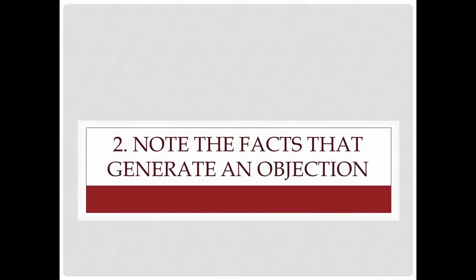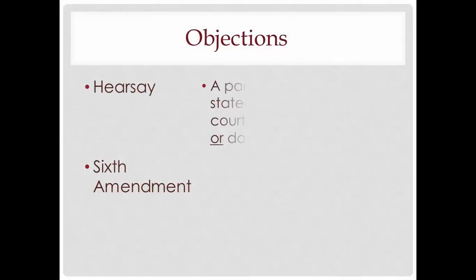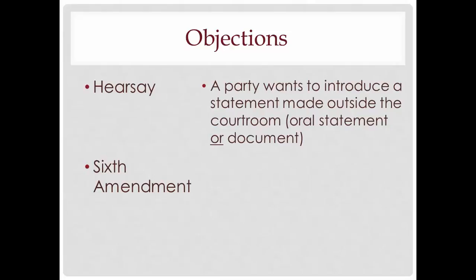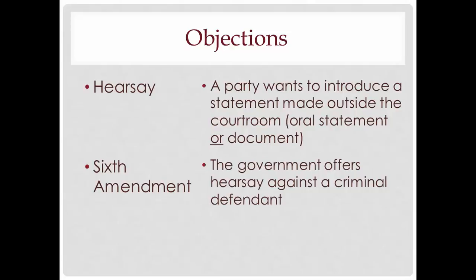Next to each objection on your list, note the fact patterns that can generate the objection. These should be simple notes, not complex discussions about the rules. For hearsay, for example, you might write, a party wants to introduce a statement made outside the courtroom. This includes oral statements and documents. For the 6th Amendment objection, write something like, the government offers hearsay against a criminal defendant. This annotated checklist will help you quickly spot issues on an exam.